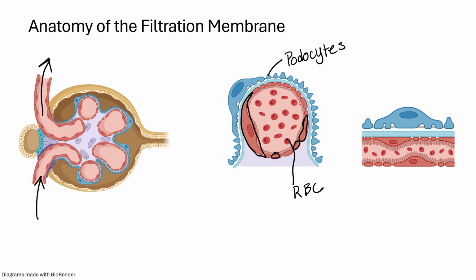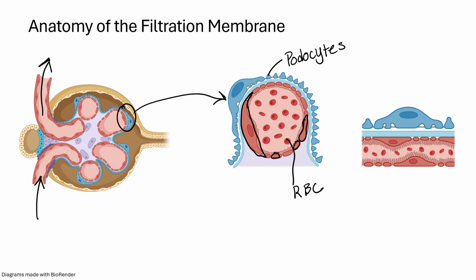Remember, these podocytes and the fenestrated capillaries are the structures through which something would have to move if it wanted to be filtered out of the blood and ultimately enter into the urine. These two layers of cells are the boundary between what's in the blood and what's going to be excused from the body. This is called the filtration membrane.